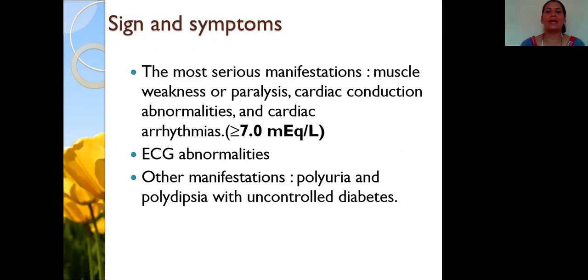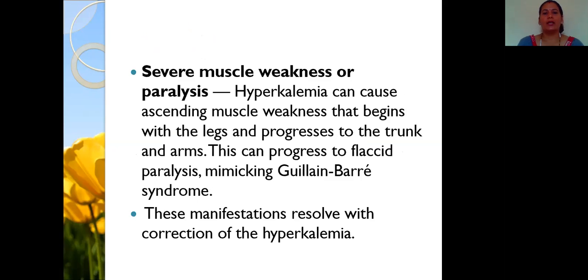Now we come to the signs and symptoms of hyperkalemia. The most serious manifestations are muscle weakness or paralysis, cardiac conduction abnormalities, and cardiac arrhythmias. If the level of potassium goes above 7.0 mEq per liter, ECG abnormalities can be seen. Other manifestations are polyuria, polydipsia with uncontrolled diabetes, and severe muscle weakness or paralysis.